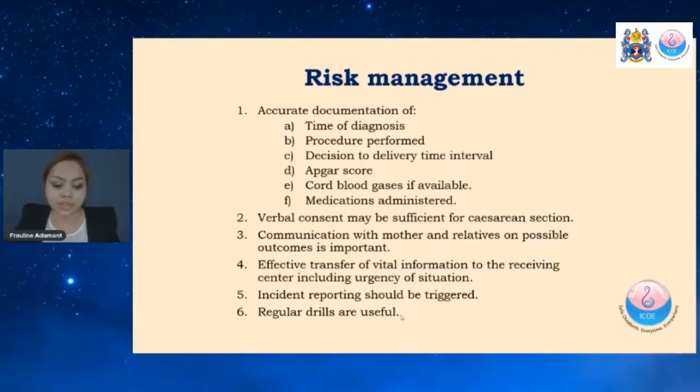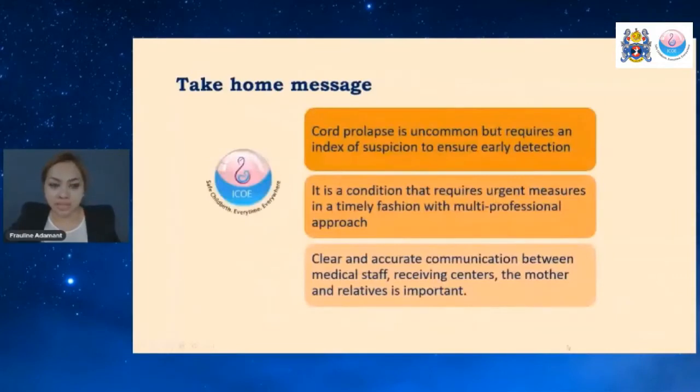Last but not least, here are the take-home messages for you. Cord prolapse is uncommon, but it requires an index of suspicion to ensure early detection and early intervention. It is a condition that requires urgent measures in a timely fashion with a multi-professional approach. Clear and accurate communication between medical staff, the receiving center, the mother, and the relatives is important.